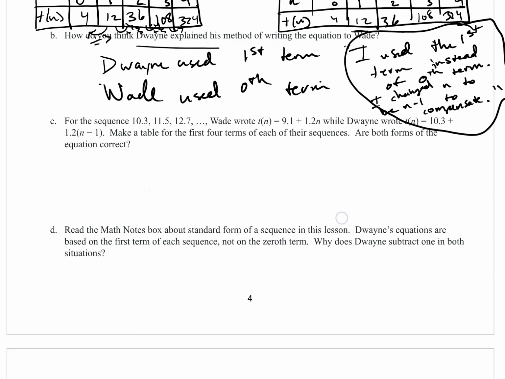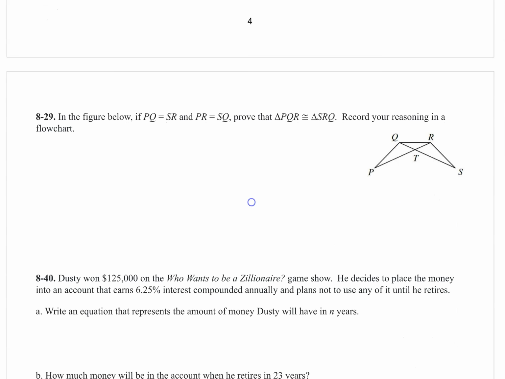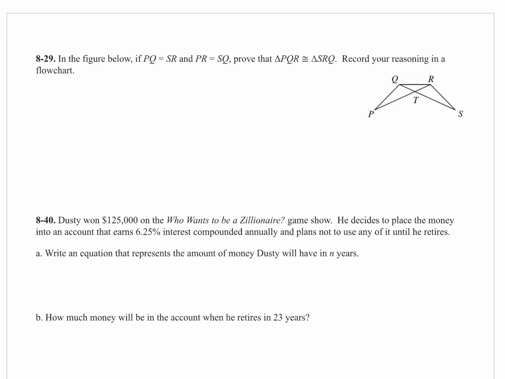Alright, so you can try C and D. Similar, but this is going to be for arithmetic. Okay, 829. Here's what we know. PQ is equal to SR. So I'm going to put a tick mark there. Then we have PR equal to SQ.